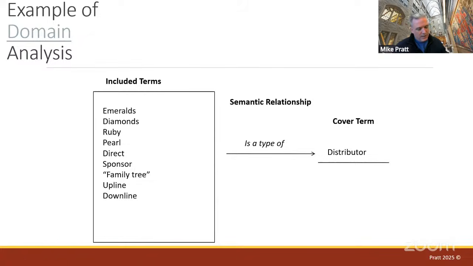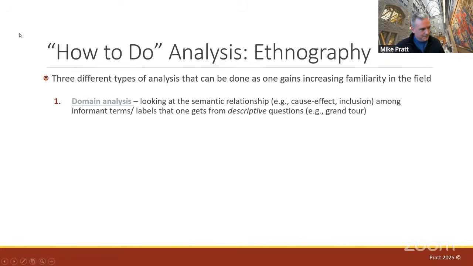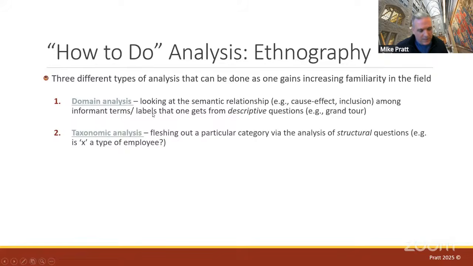So for a domain analysis, you're essentially trying to figure out what things go together. It's kind of like, what are the buckets out there? So when people talk about distributors, what are all the things a distributor can mean? That gives you kind of a broad view. You're just starting to figure out what the data is about. You move on from there to a taxonomic analysis.